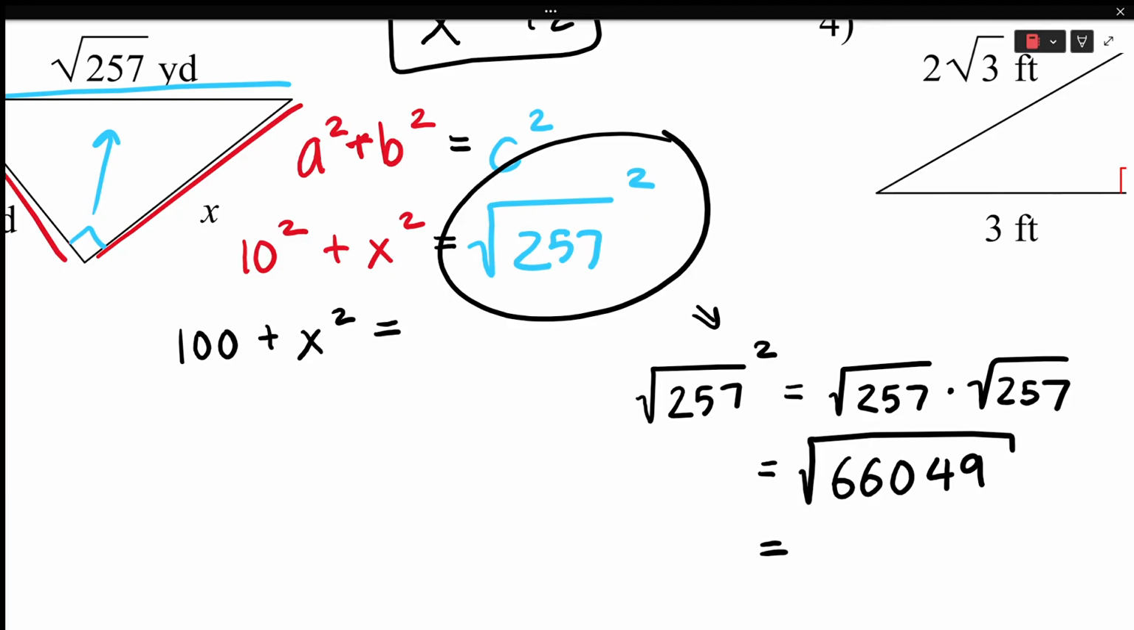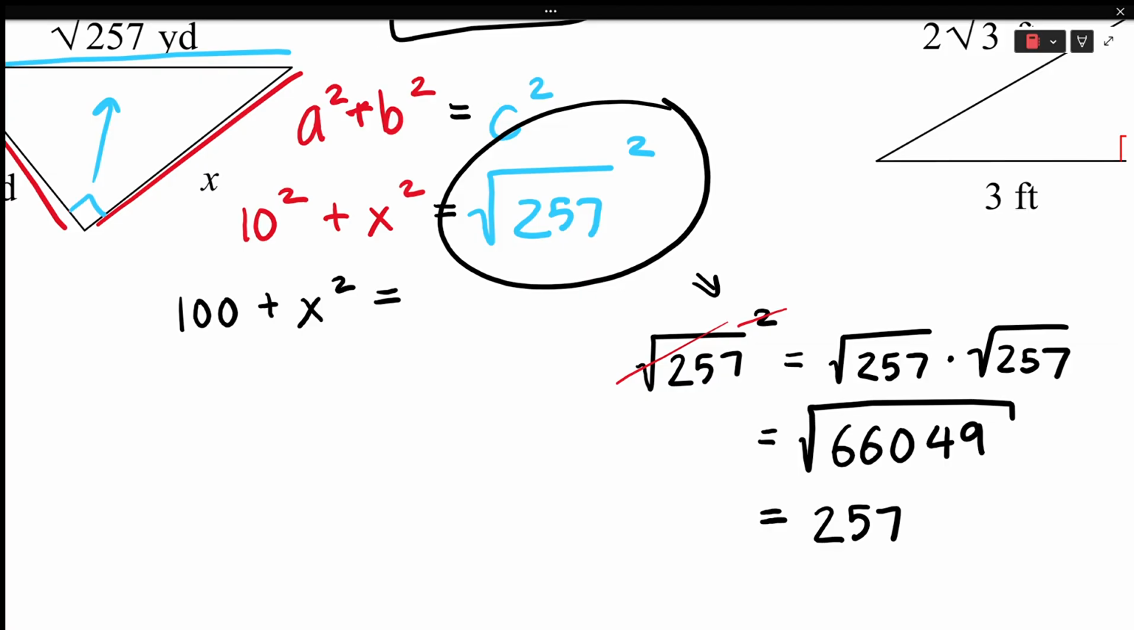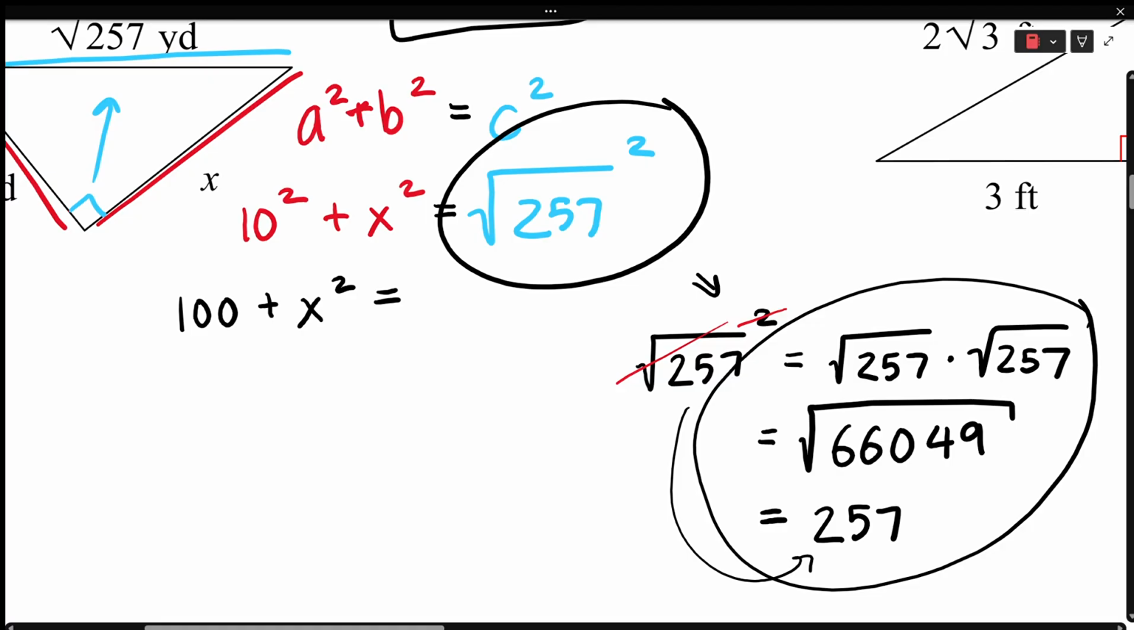Now if I square root this 66,049, you're going to get 257 again. So what's really happening here, right? I said at the beginning, square roots and squares are opposites of each other. So when you have them right next to each other like this, you could just cancel them out. And it just goes directly into 257, okay? But this is really what's happening here. You're multiplying them and then square rooting it, so you get 257. So here, this is going to be just 257, okay?